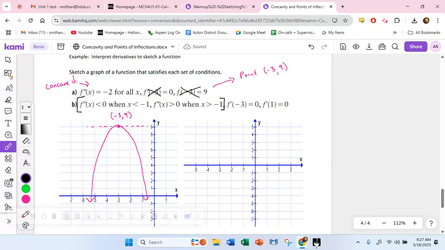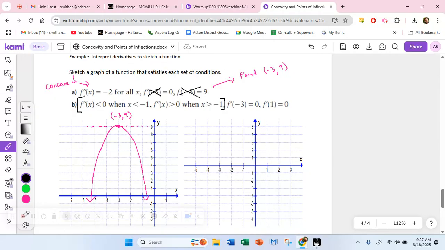I'm gonna get somebody who hasn't. I'm gonna insist on someone who hasn't helped out yet today. All this information that I've blocked off right here. The second derivative is negative when x is less than -1, and it's positive when x is greater than -1. All of that tells you something specific that we can kind of add to our graph. Anybody looking for someone who hasn't helped out?